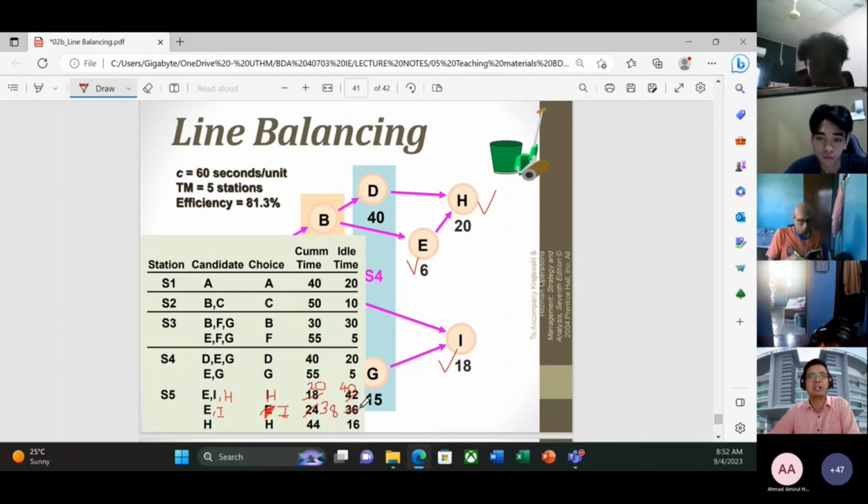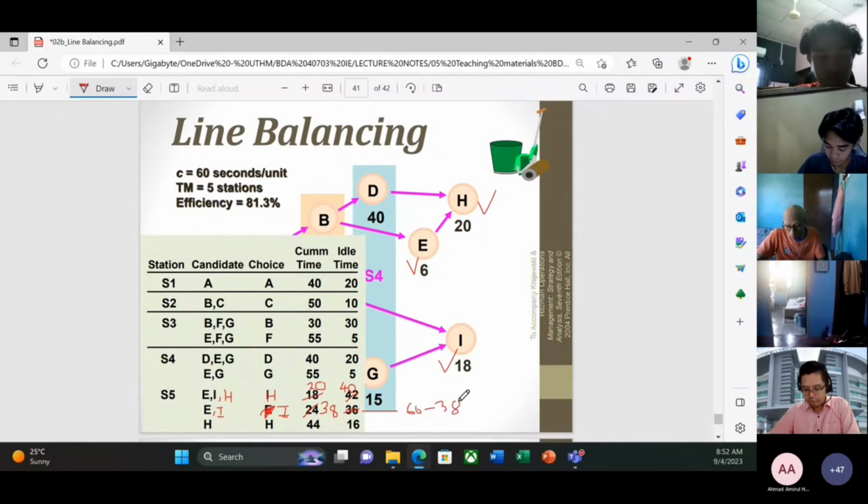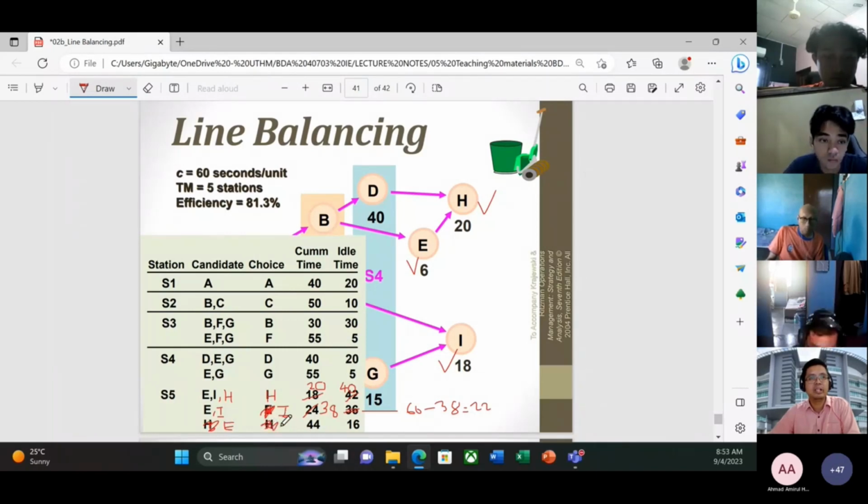So 60 minus 38. So what will we get here? 22. And last, what do we have here? Hash, I, E last. So E, the candidate is E. So what is the number of E? E will be 6.